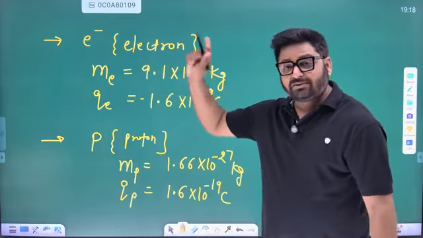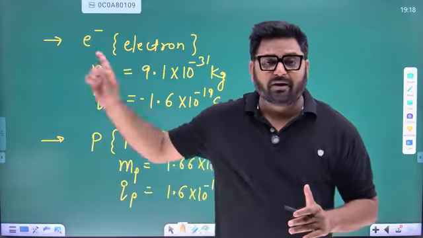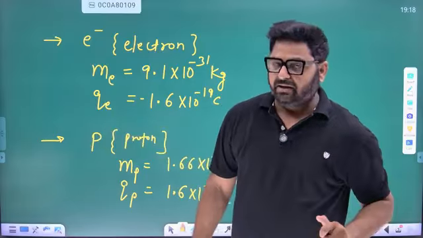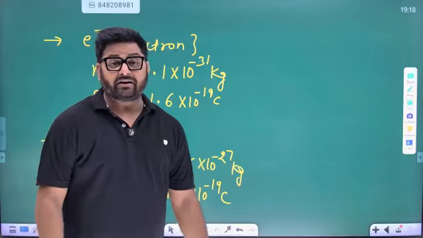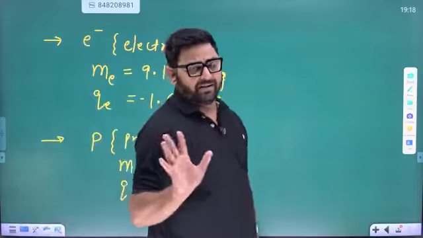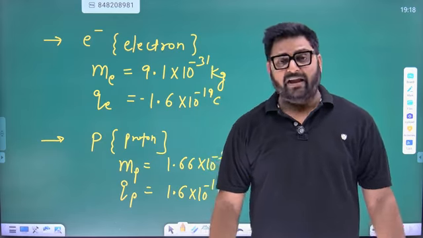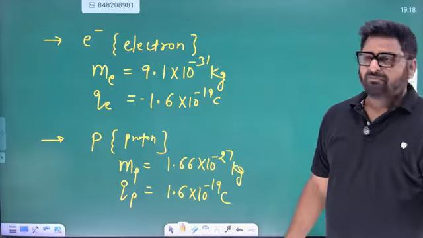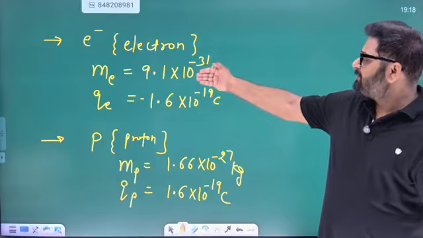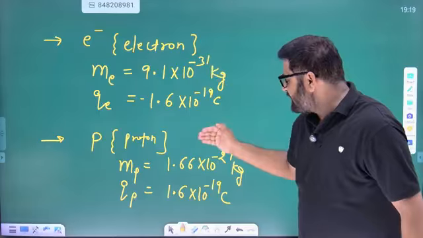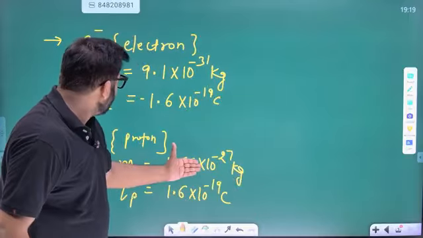But the proton is not the antiparticle of the electron. Mark my words. Positron is the antiparticle of the electron. Why am I using this word antiparticle? Because most of the students are confused. They say, sir, electron and proton are antiparticles. No, they are different particles. To be an antiparticle, the charge must be different, but the mass must be the same. But if you see the difference between the mass of the electron and the mass of the proton, you will see a huge difference.